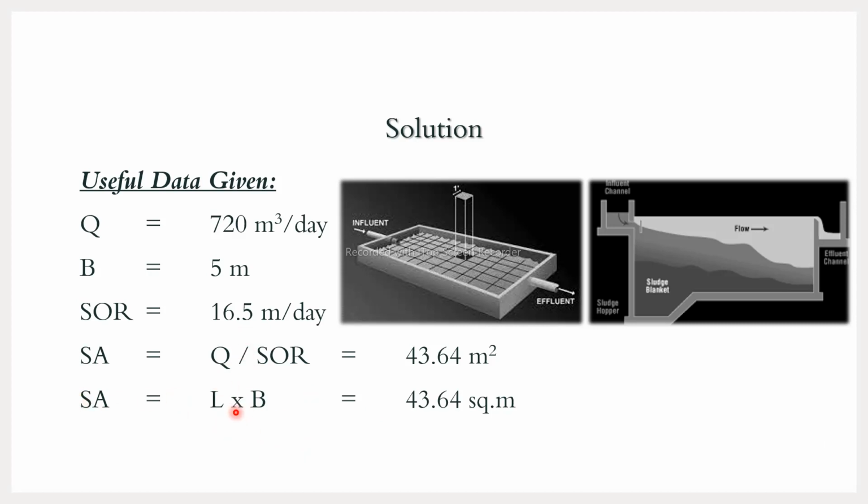Now you equate this: L into B equals Q by SOR. It has been calculated as 43.64. Now you have to calculate the length of the settling tank. So length becomes the surface area divided by the breadth, which is given as 5 meter, equals 8.73 meter. 43.64 divided by 5 equals 8.73 meter. It is the required length of the settling tank.